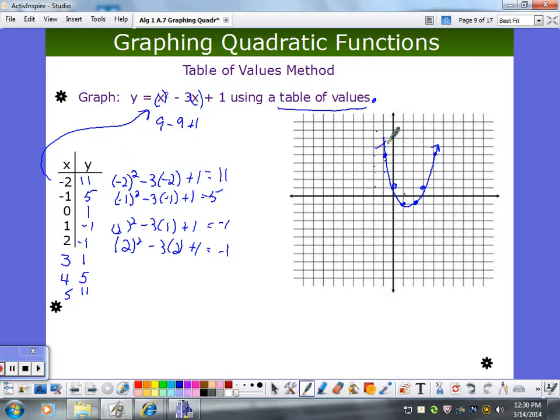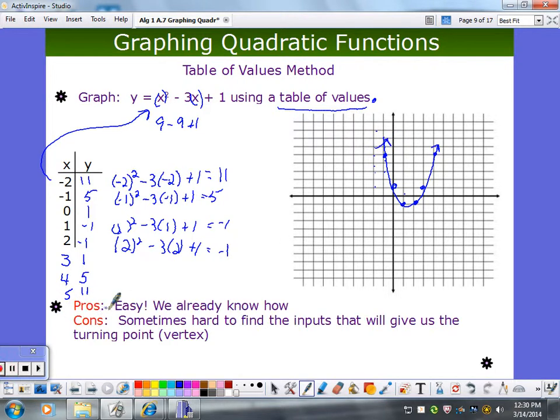Now the one problem I'm having with these, I mean, it's really good. The pro is you already know how to do this. We've done it with the line. That's good. It's easy, other than maybe you might get a little calculation mistake. What's the con? This vertex, is it here? Is it here? I don't know the exact value of the vertex. Unless I happen to guess exactly the right x to try, that's a little bit hard.